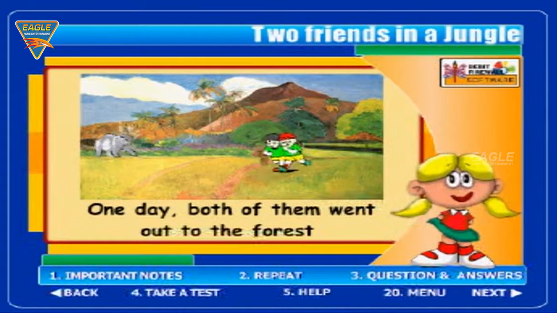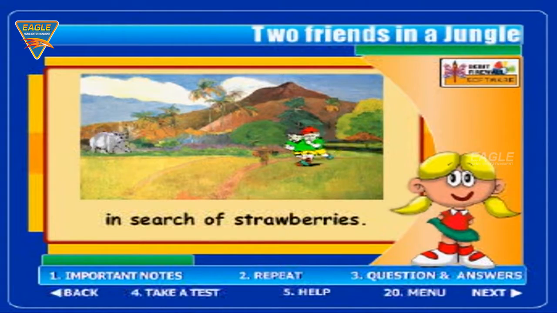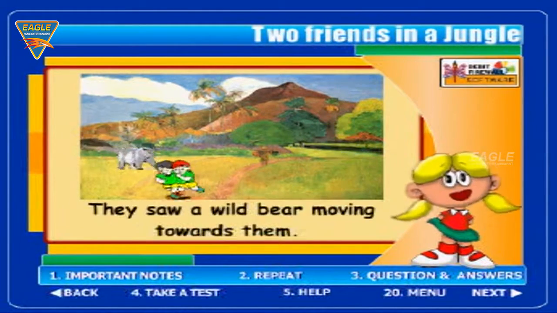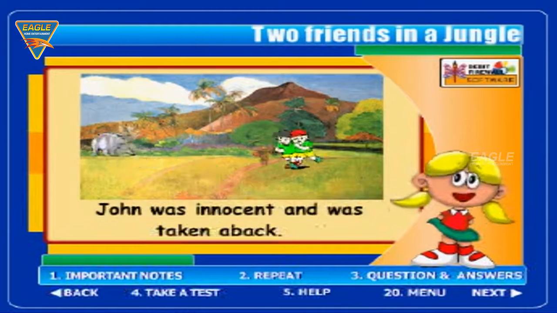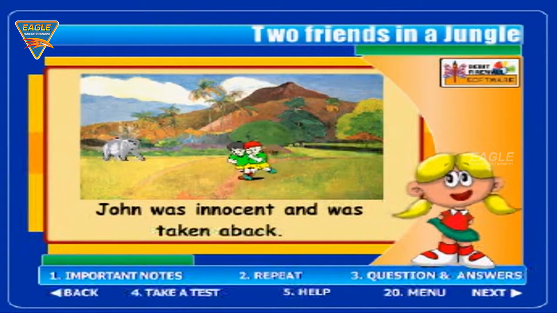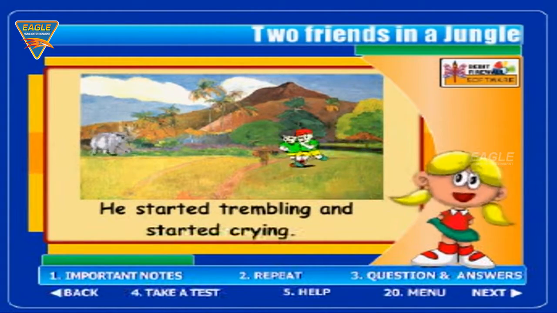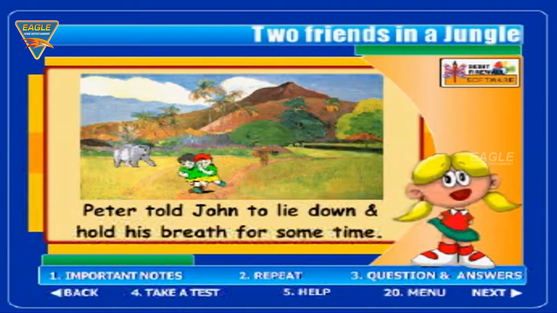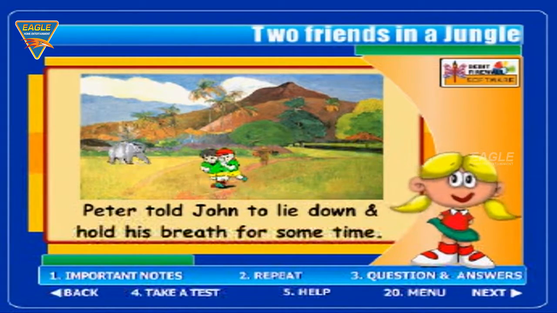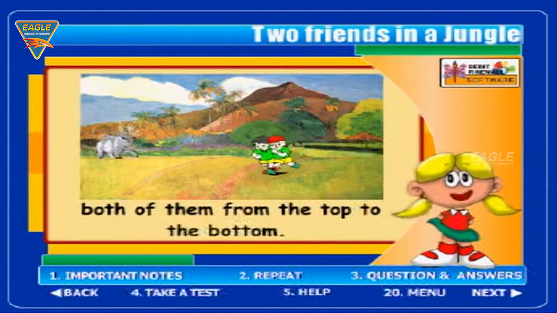One day, both of them went out to the forest in search of strawberries. They saw a wild bear moving towards them. John was innocent and was taken aback. He started trembling and started crying. Peter told John to lie down and hold his breath for some time. The bear came closer and smelled both of them from the top to the bottom.